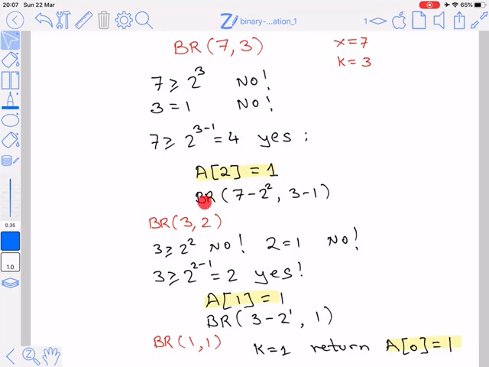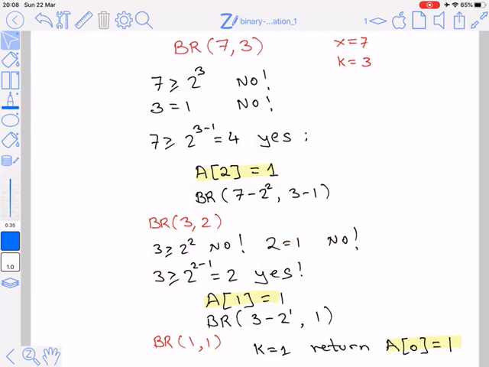And we apply the algorithm recursively with 7 minus 2 to the power of k minus 1. K is 3. K minus 1 is 2. So it's 7 minus 2 to the 2, and k minus 1, which is 3 minus 1. 7 minus 2 to the 2 is 3. 3 minus 1 is 2. So now let us compute the remaining bits of A based on an execution of the binary representation on the number 3 with 2 bits. Again, we check the stopping conditions. Is 3 greater or equal to 2 to the 2? The answer is no. Does k equal 1?